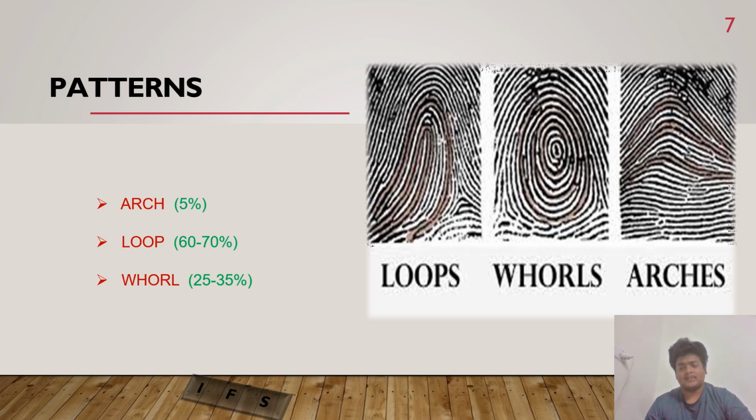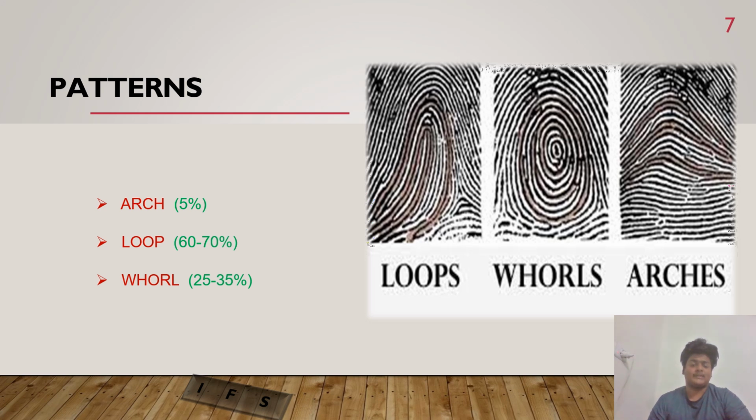The arch patterns are basically of two types. They are plain arches and tented arches. The plain arches are the arches that are similar to this picture, while the tented arches tend to be mixed with a delta, and they form a steep arch-like structure.